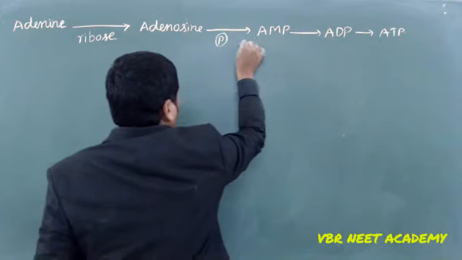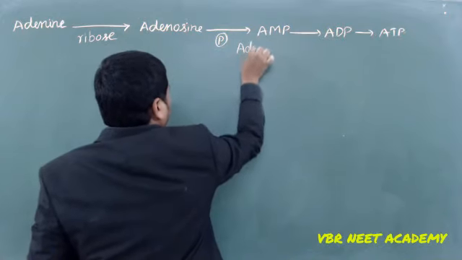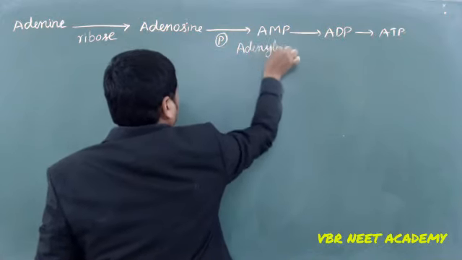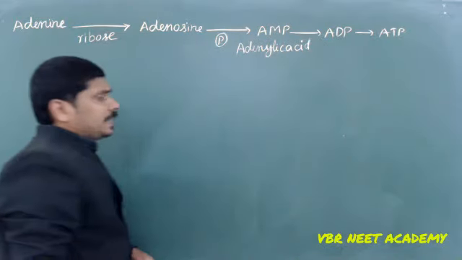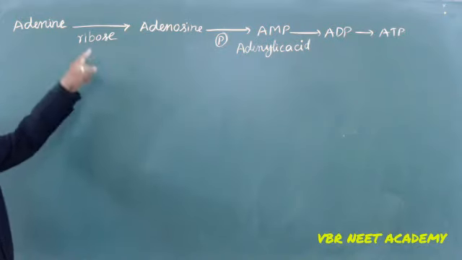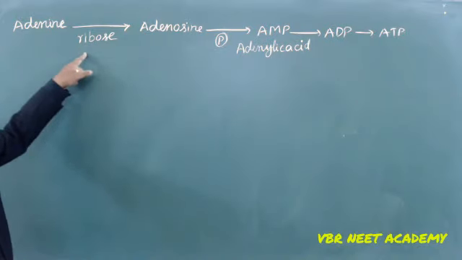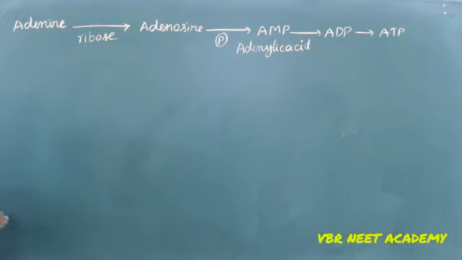This is also called adenylic acid. This is called adenylic acid. With ribose sugar added, we call them adenosine.